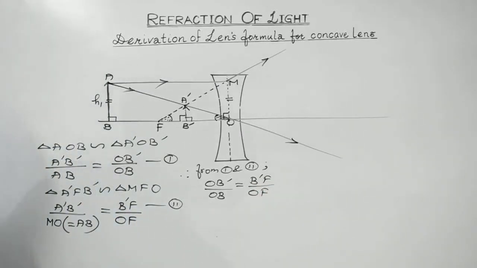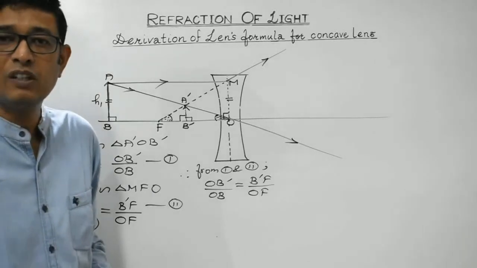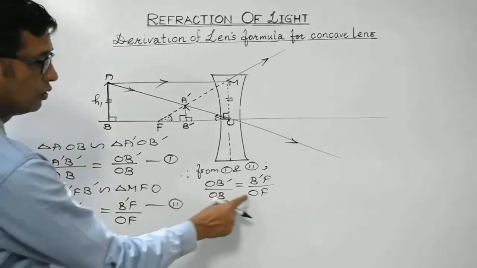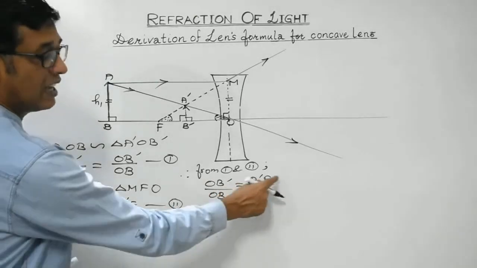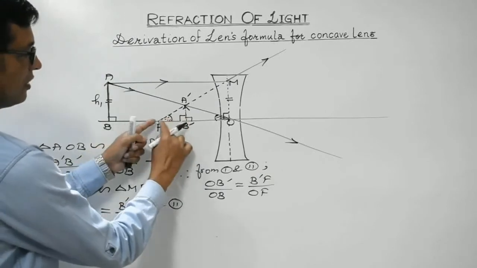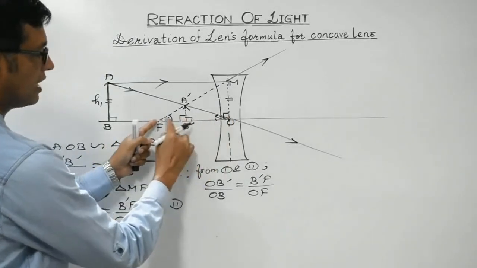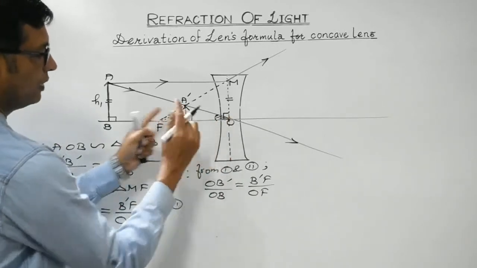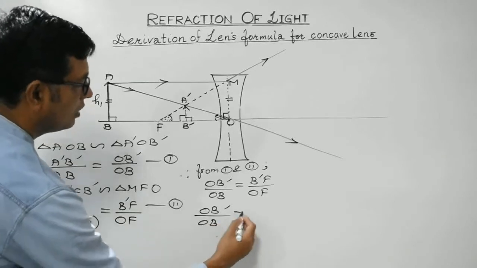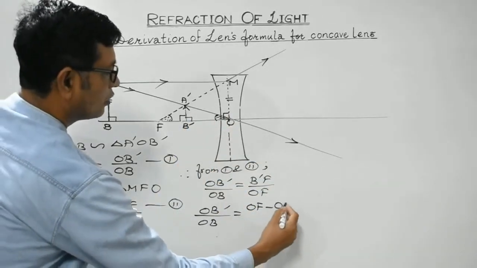Now as we are all aware, all the distances are to be measured from the optical center. So the initial letter should be O. No problem with these three terms, but B dash F needs to be changed. B dash F can be written as OF minus OB dash. So what we get is OB dash divided by OB is equal to OF minus OB dash divided by OF.